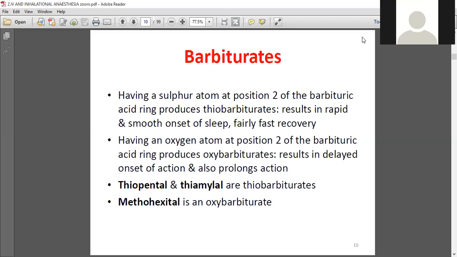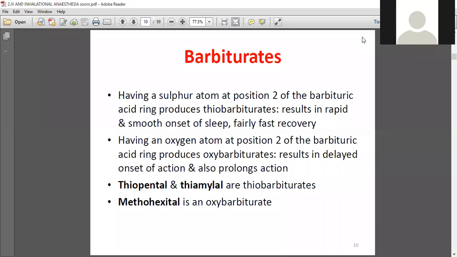So then he said that having a sulfur atom at position 2 of a barbituric acid ring produces thiobarbiturates and results in rapid and smooth onset of sleep, and fairly fast recovery. And having an oxygen atom at position 2 of a barbituric acid ring produces oxybarbiturates and results in delayed onset of action and also prolongs action.